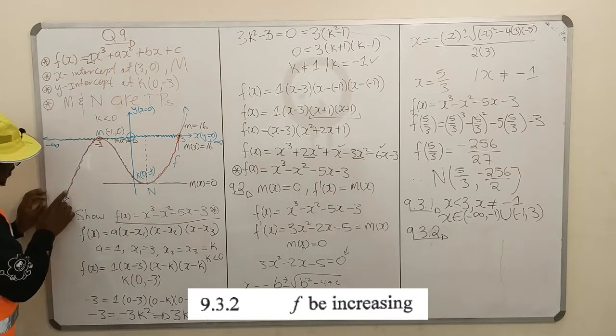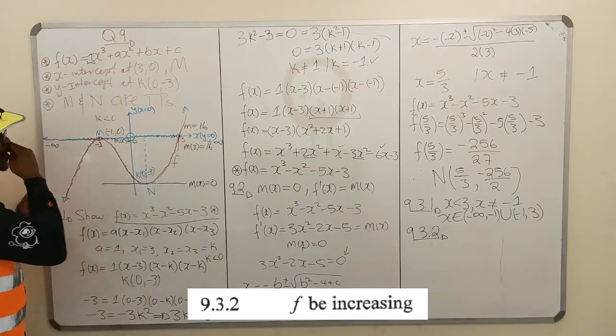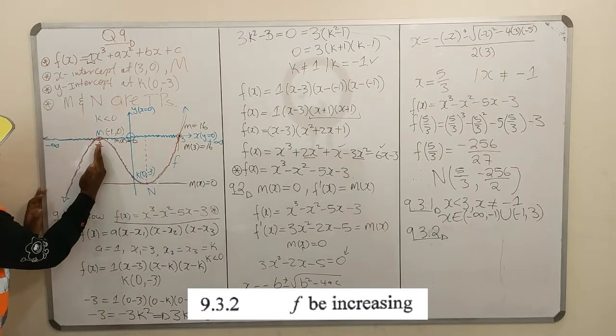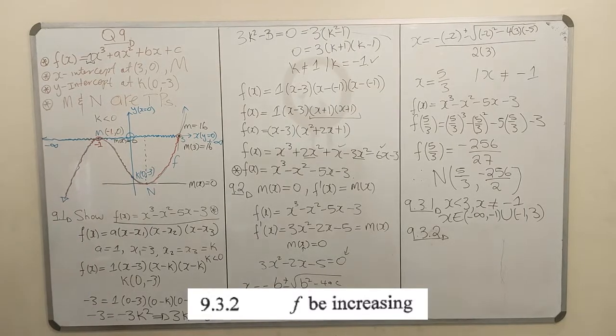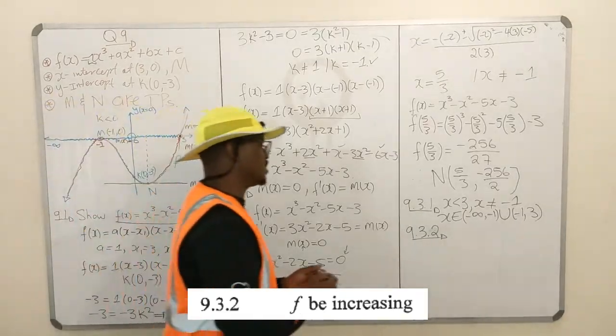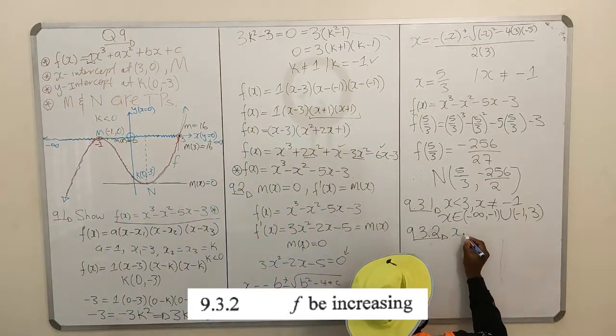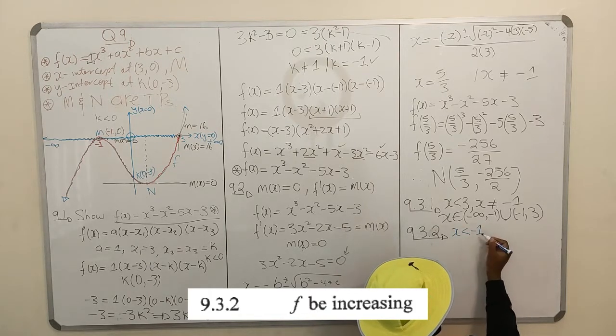So my function is increasing here. It's decreasing here, increasing here again. So what are those values of x? Those values of x must be less than -1. Right? It will increase for x less than -1, which is this interval here. Our function is increasing for x less than -1.